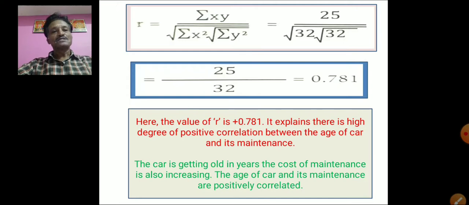0.781. So here the r value is equal to 0.78, you can say 0.781. So there is a high degree of positive correlation between the age of car and its maintenance. It means as the car is getting old in years, the cost of maintenance is also increasing. The age of car and its maintenance are positively related.